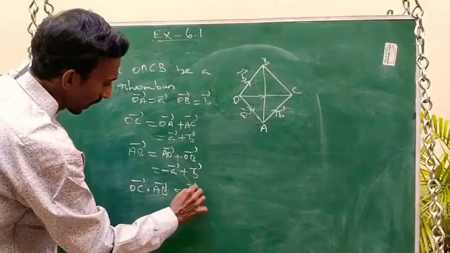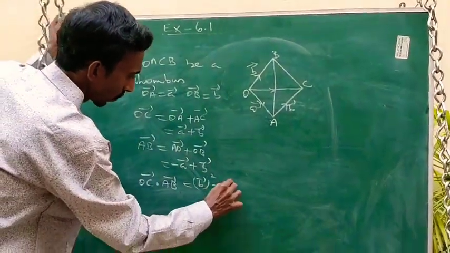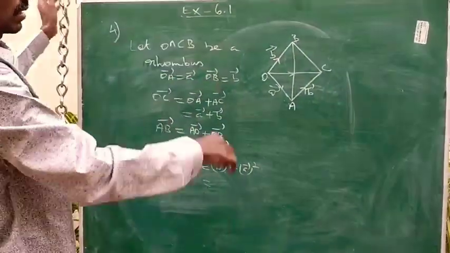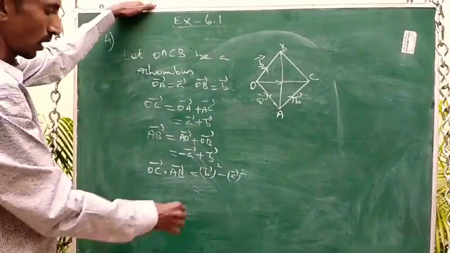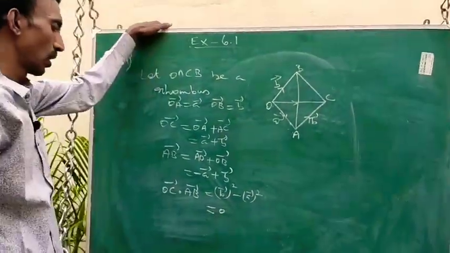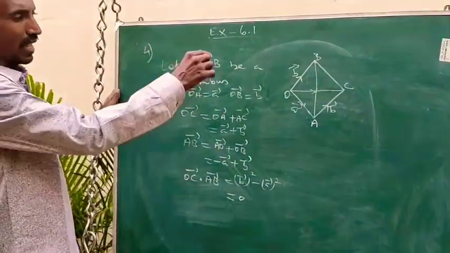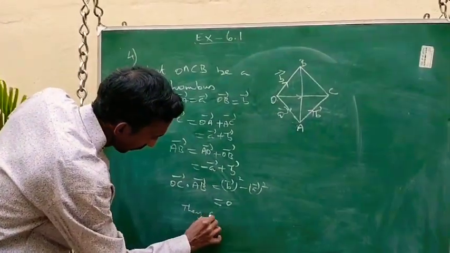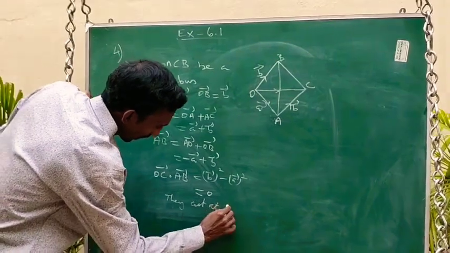So B square minus A square, A vector square. So in a rhombus, all the sides are equal. So all the sides are equal, it becomes 0. So therefore they cut at right angle.